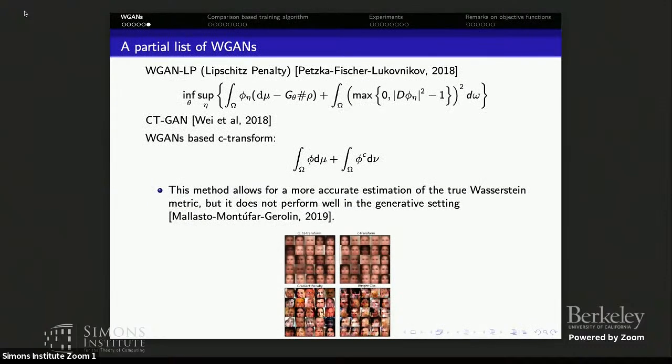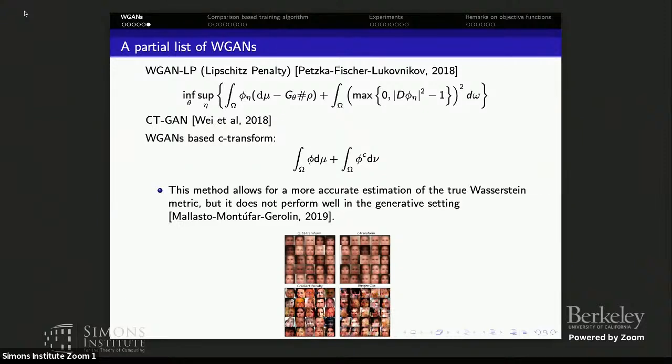I should also mention a list of other WGANs. The first one is related to Simone's last question. Instead of the gradient penalty term, we may consider the maximum of 0 and the norm squared minus 1. And there is a second work where, in addition to the gradient penalty term, we can add some kind of Lipschitz norm so that the Lipschitz constant is enforced well. But the problem here is that we still need the gradient penalty term.